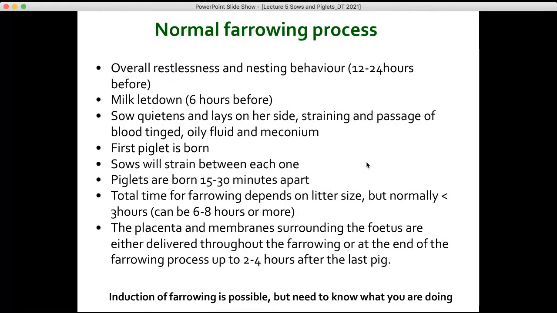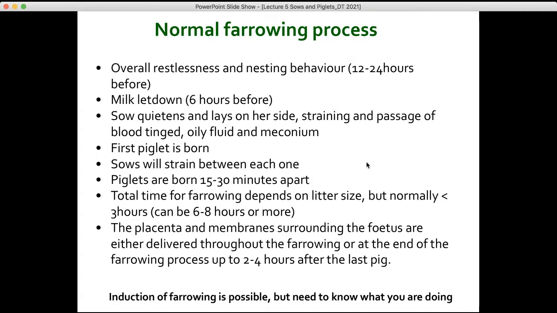In terms of behaviour and the overall process, we talked about in the housing lecture how the sows, when they're about to give birth, have a real motivation to build a nest, and that will happen around 12 to 24 hours before farrowing. They get a milk letdown, and then the sow quietens down, lays on her side, and starts straining, and you'll initially get a passage of some blood-tinged fluid and maybe some meconium. So the first piglet is born, the sow will strain between each one, and normally you'd expect a piglet to be born every 15 to 30 minutes. A lot of farms will use timers to monitor that piglets are coming out at this frequency.